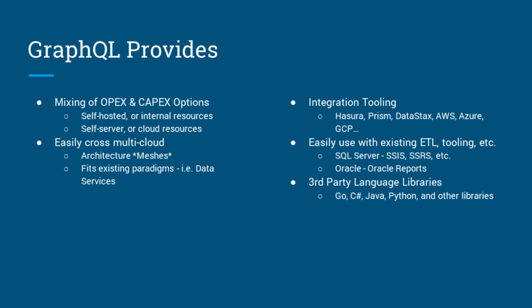There's tons of tooling out there, such as integration tooling: Hasura, Prisma, DataStax, AWS, Azure, GCP. All of them have lots of stuff that connects to this and helps you get that figured out. Like I said, you can mix self-hosted or self-service environments, so then you're mixing your OPEX and CAPEX as needed. Also, GraphQL makes it really easy to span multiple clouds if you need to. You can pull those into a GraphQL gateway and then provide all of your API services as needed via that gateway.